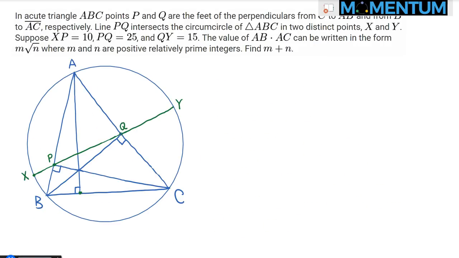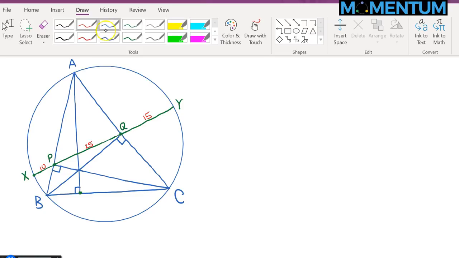Okay, so the previous official solution was somewhat annoying, and here's, I believe, a better solution from AOPS user Trumpeter. And so the idea is the following. Again, we know XP is 10, PQ is 25, and QY is 15. We can go ahead and again draw the orthic triangle.